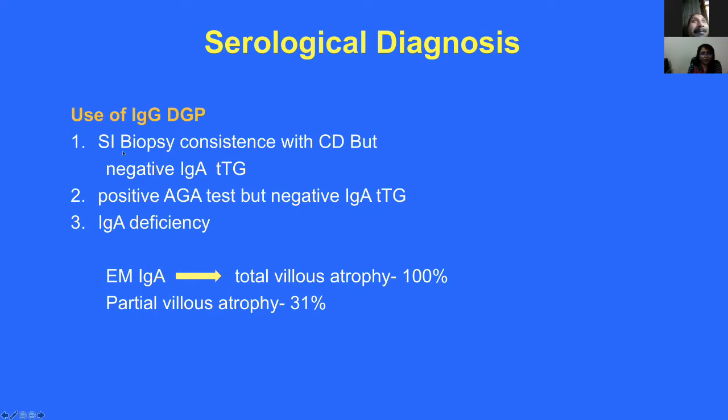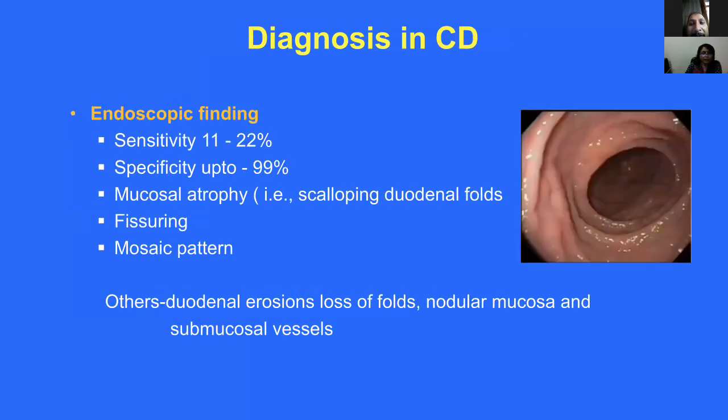This is useful in patients in which small intestinal biopsy is consistent with celiac disease, but anti-TTG IgA is negative, or patients in which we have anti-gliadin antibody test positive, but who have IgA and TTG negative, or patients with severe IgA deficiency. In those cases, this deamidated gliadin peptide IgG variety can be useful to diagnose celiac disease.